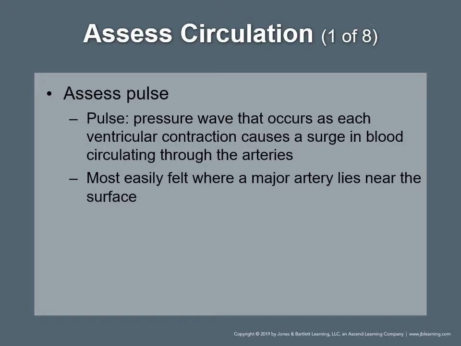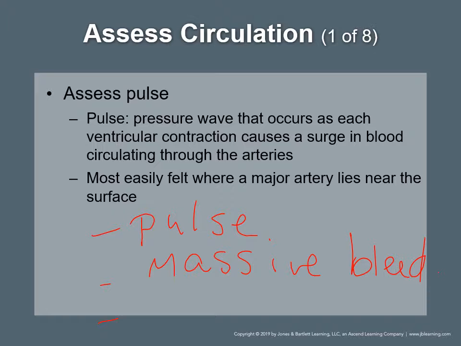Okay, the next part after airway breathing is circulation, and there's three parts to circulation checking. So I'm going to check a pulse is one. I'm also going to check for massive hemorrhage. I'm just going to put bleeding. And then the next one and the final one is to check their skin signs. So when I say check circulation, we mean all three of these.